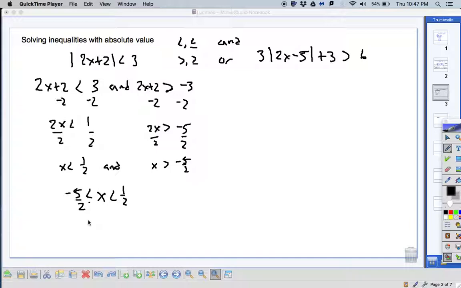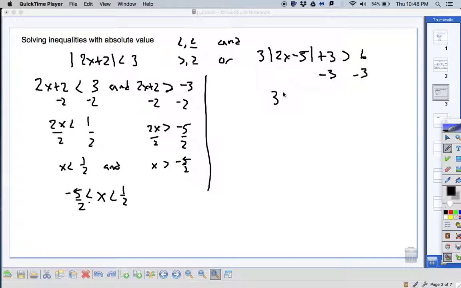So x is in the middle of these two numbers if we're going to graph it later. Okay, now if we have a more complex example, like over here, we first got to isolate the absolute value, which means we have to get rid of this 3 and this 3, just like we did with absolute value before. So we're going to deal with the plus or minus first, subtract 3 from both sides.